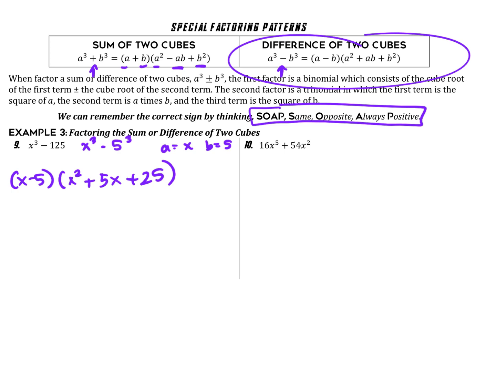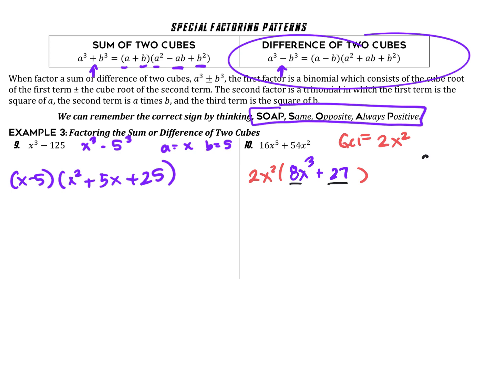And remember, the very first thing we always do is check for that greatest common factor, which in this case looks like it's going to be x squared, and 16 and 54 are both divisible by 2. So if I factor 2x squared out first, that's going to give me 8x cubed plus 54 divided by 2, 27. So now I have two perfect cubes.